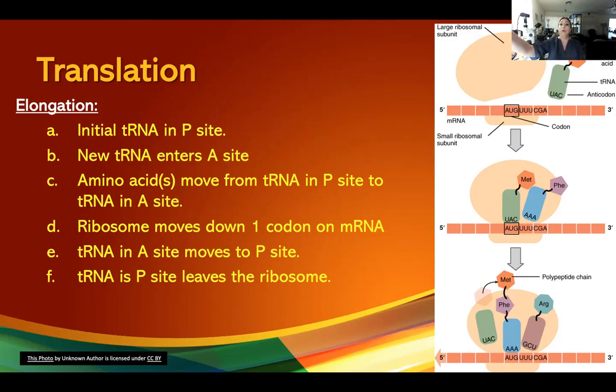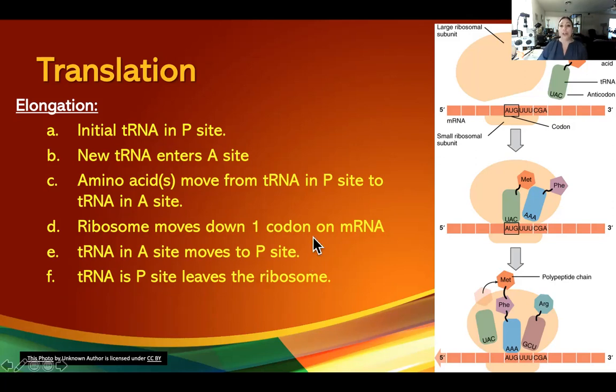A transfer RNA with the appropriate amino acid comes into the A site. The amino acids that are on the transfer RNA in the P site move over. The ribosome moves down one. The transfer RNA in the P site, which is now empty, leaves. The transfer RNA that was in the A site is now in the P site, leaving the A site open. And like I said, watch the video numerous times until this process of elongation makes a little bit more sense.